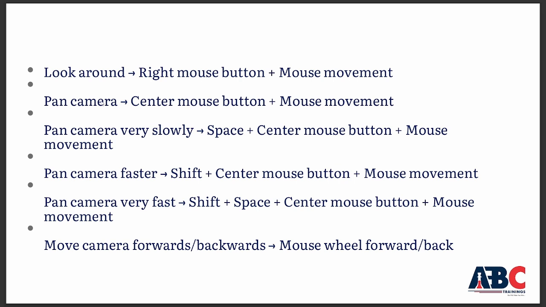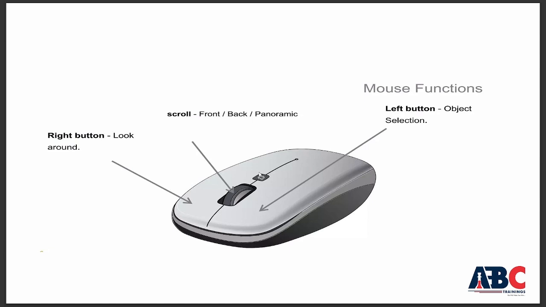To look around the screen, press the right mouse button and move the mouse. Then to pan your camera, press the center mouse button and move the mouse. Take a screenshot of this. Here is the mouse interface. The right button looks around. The scroll button is here for front and back movement. With the left button, object selection is done.